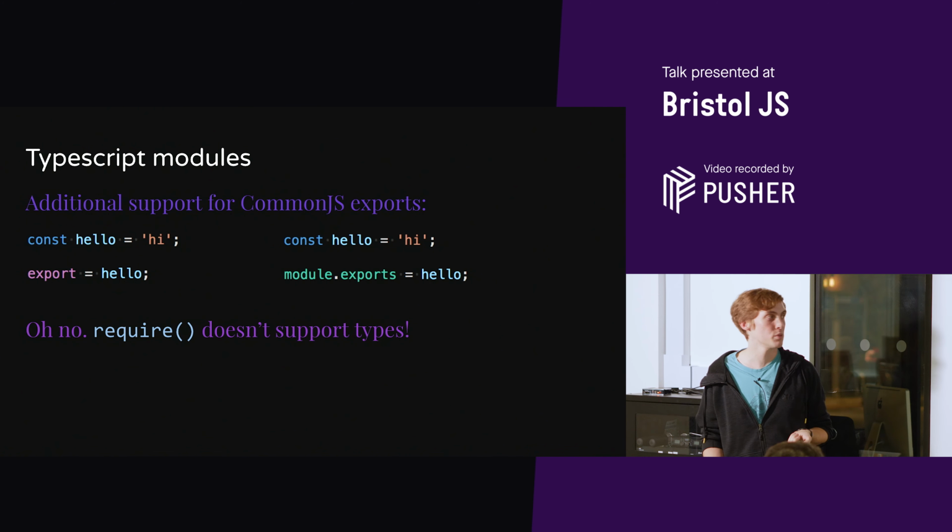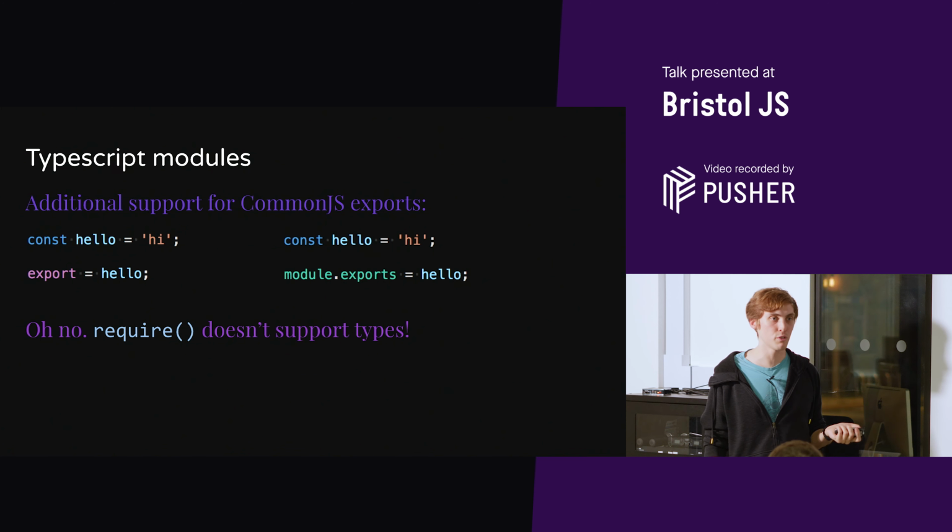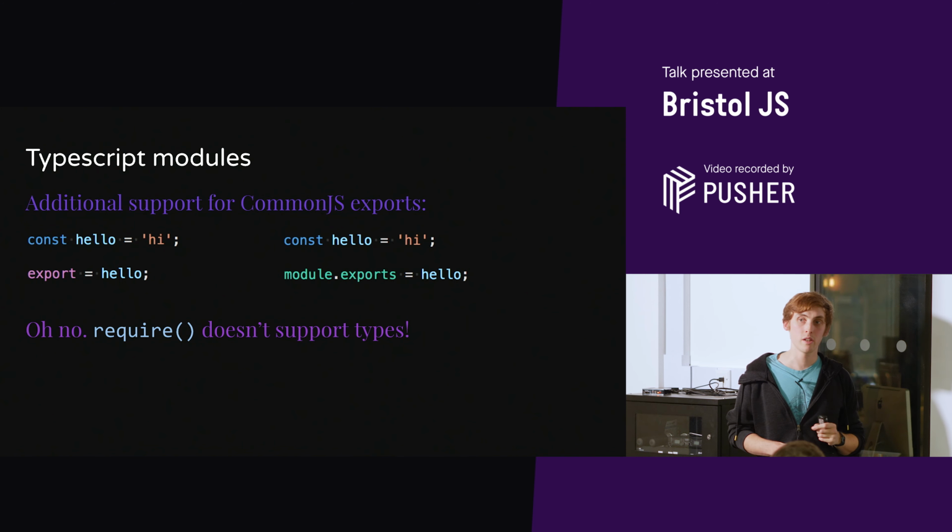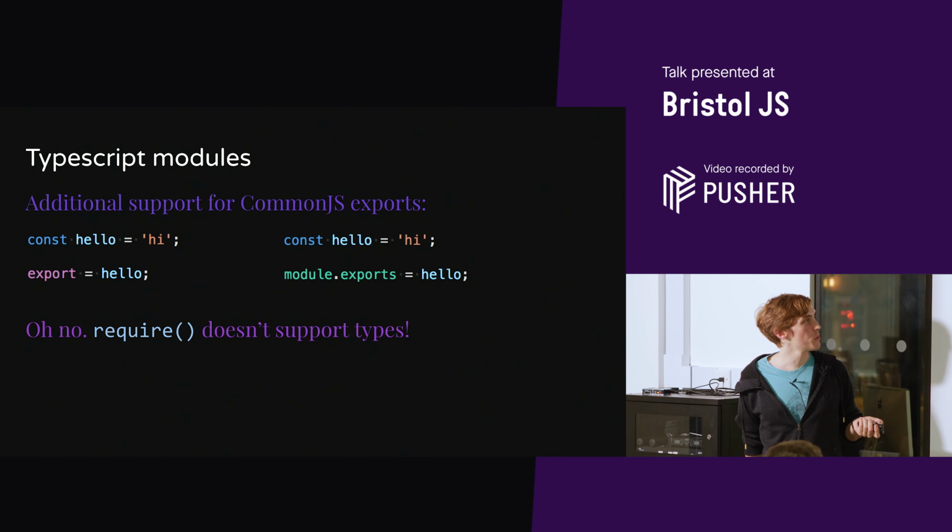Another gotcha, require does not support types. So if you're still using require, you'll get stuff back. It will work, but it won't have any types associated with it. And that's because require takes a string, you can't statically analyze the types of it. You don't know what thing is going to be required. It just doesn't work very well for that.